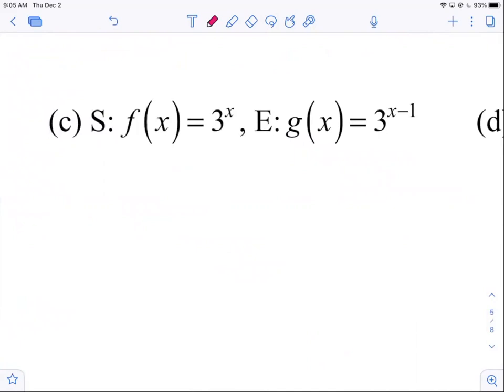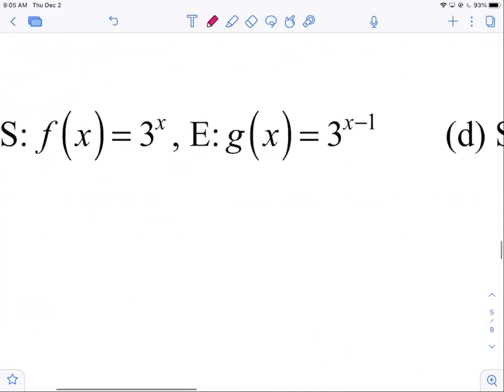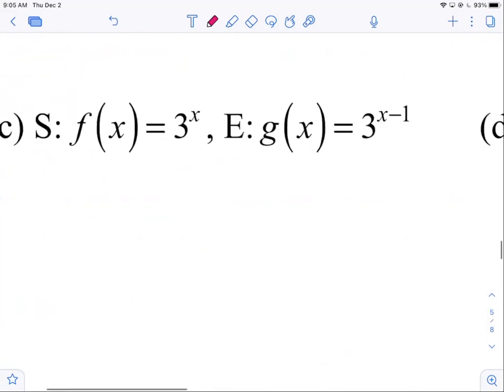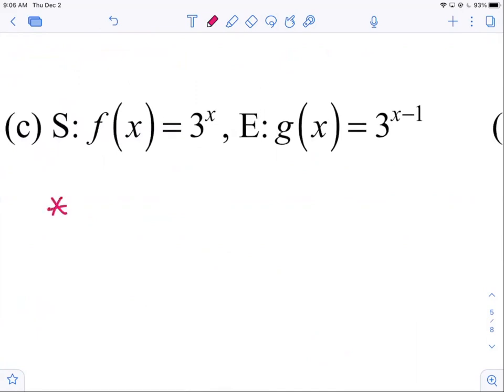No more graphing. I'm starting with the graph of 3 to the x, and I want to end up with the graph of 3 to the x minus 1. So the first thing I'm going to do is just look at that. That's your c value. So I'm going to take the graph and move it right 1.